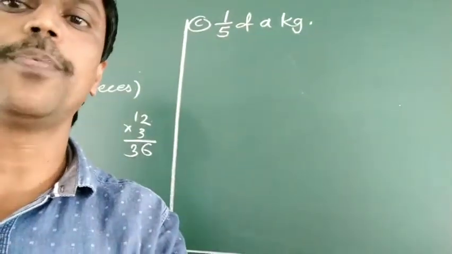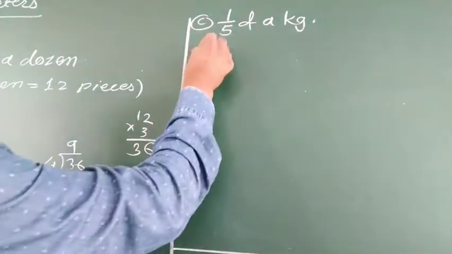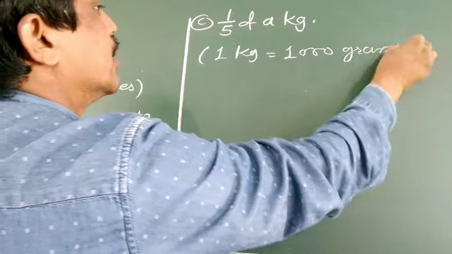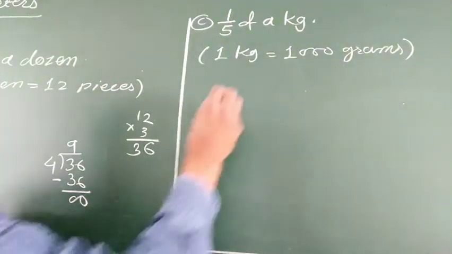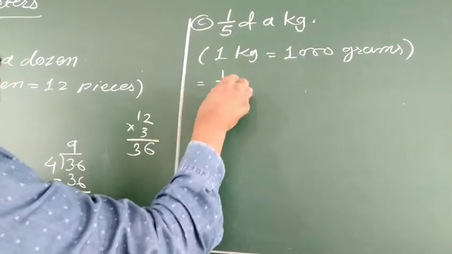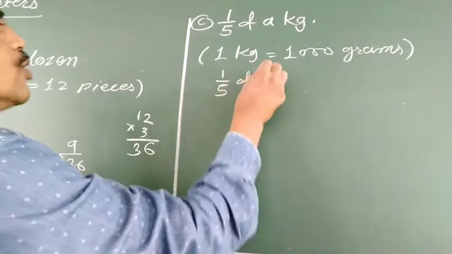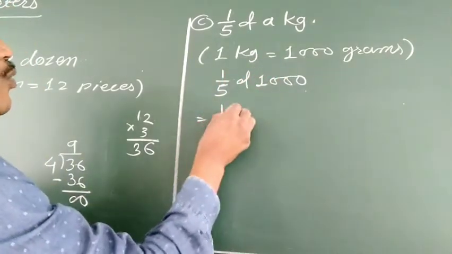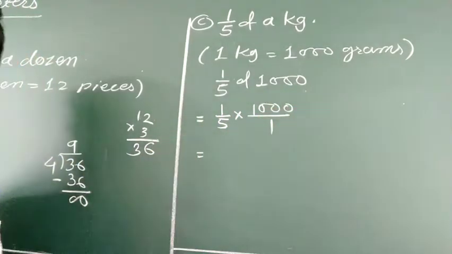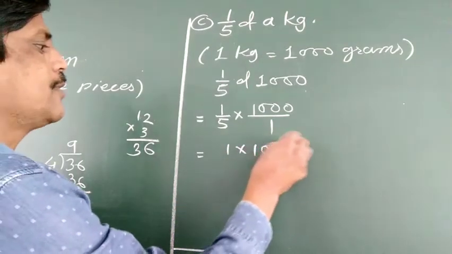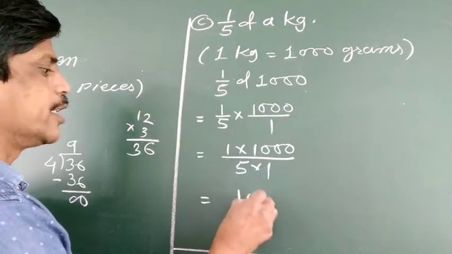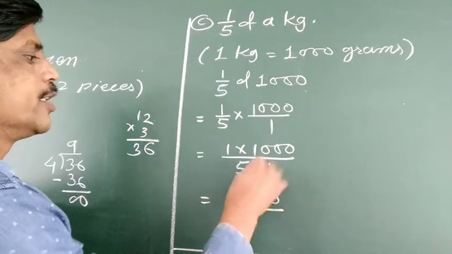It is 1 by 5 of a kg. So see, 1 kg is equal to 1000 grams. Now what we have to do? We have to find out 1/5 of 1000. So it will be 1 by 5 into 1000 by 1. It is 1 into 1000 and 5 into 1. 1 into 1000 is equal to 1000 and 5 into 1 is equal to 5.